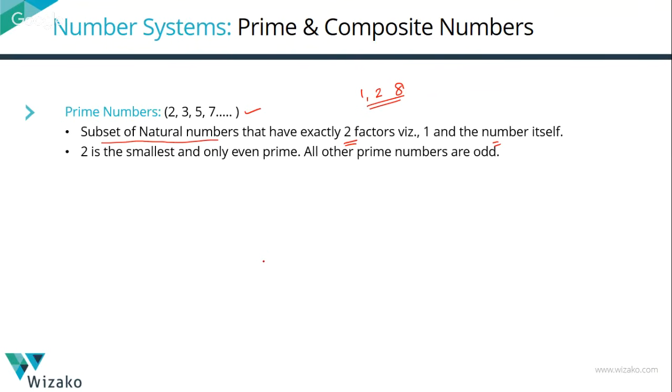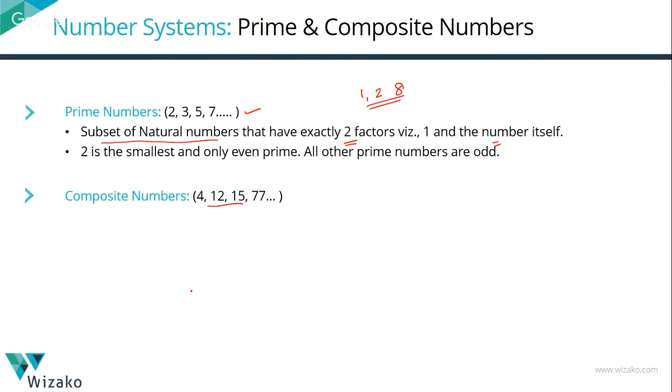So with the exception of 2, none of the prime numbers is going to be even. All other prime numbers are odd numbers. Now, what are not prime? Very wrong question to ask. What other type of numbers are there? We'll call them composite numbers. These are all composite numbers.